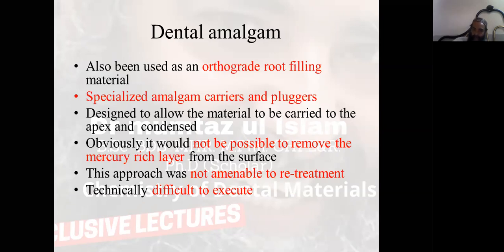Specialized amalgam carriers and pluggers are used. The amalgam carrier, which we have seen, is also called the amalgam gun. If not, we will see it. It is designed to allow the material to be carried to the apex and condensed. Obviously, it would not be possible to remove the mercury-rich layer from the surface as we have done in the mercury restorations. This approach was not amenable to retreatment. Retreatment cannot be done with this, and technically it is difficult to execute.